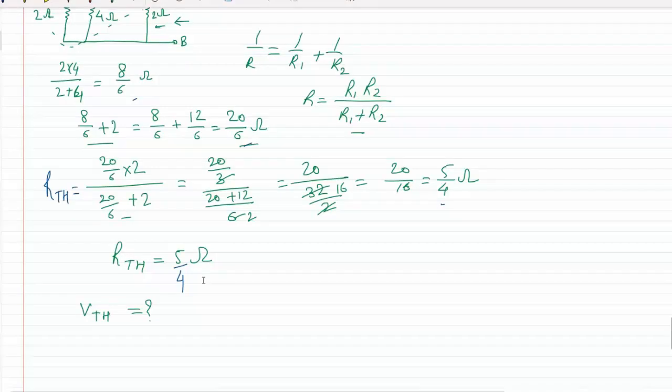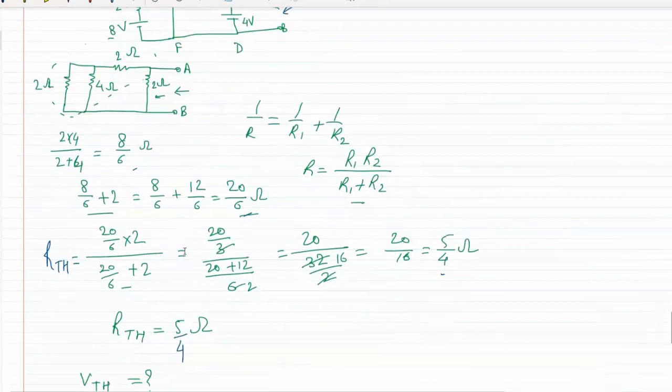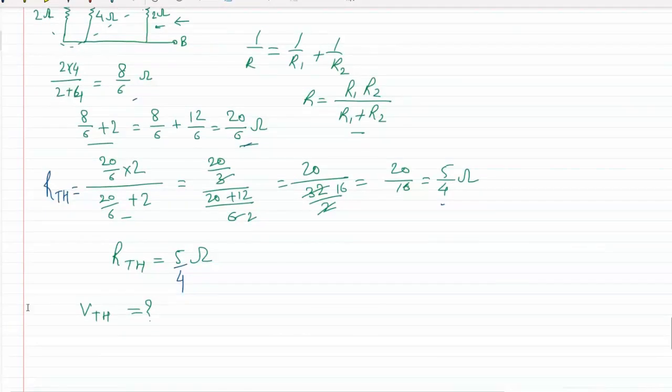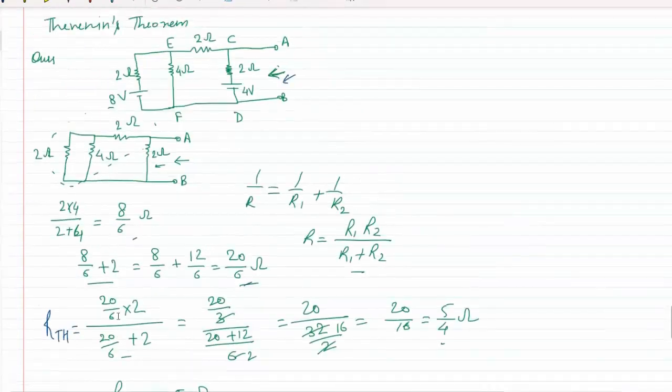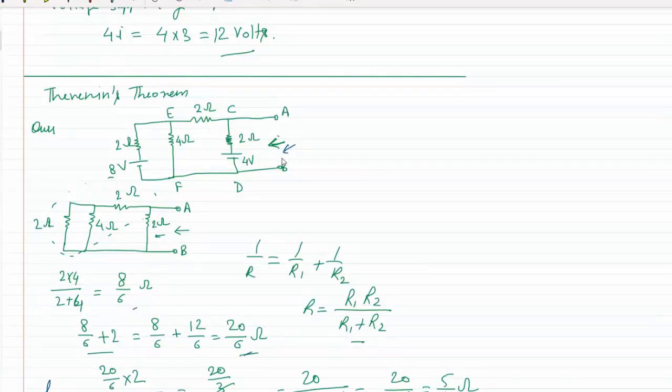So now we will have to find the VTH. What is the value of VTH? To calculate the value of VTH, we will have to find the voltage difference between A and B, that we will have to see for calculating the VTH. Okay. So let us see how we will calculate it.